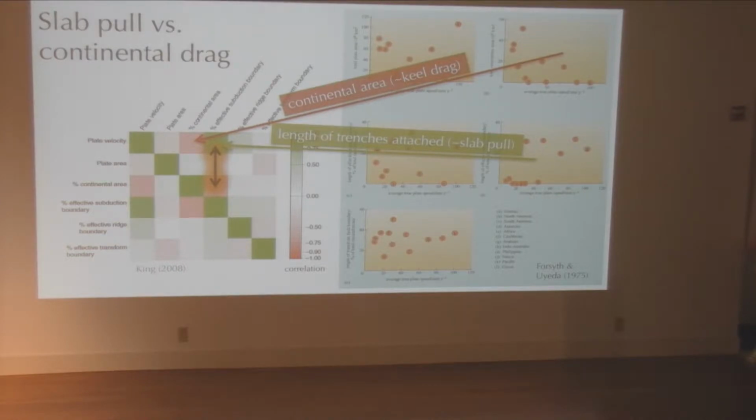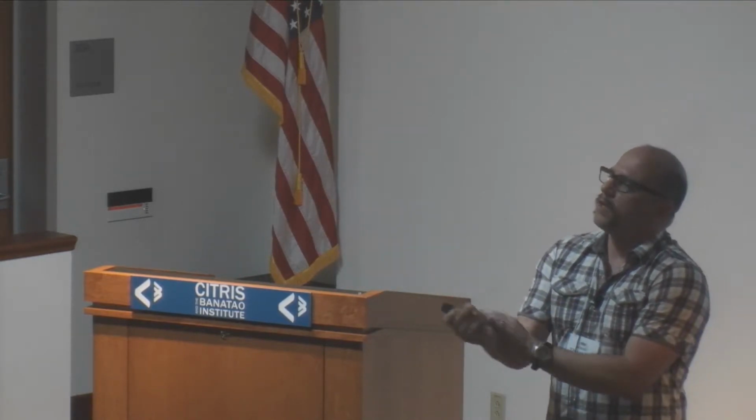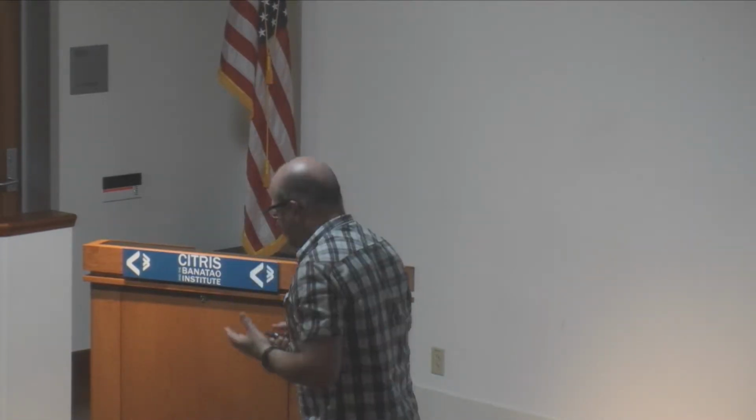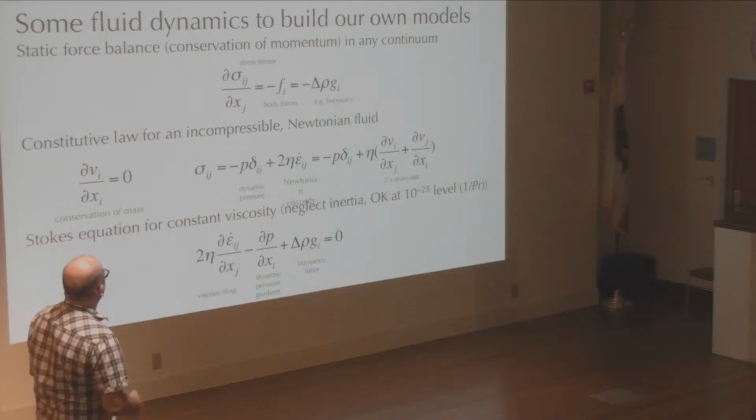Pardon me? The question is, what does it mean, effective subduction zone boundary? It's basically normalized per some total length, how much of the boundaries of the plate are attached to a slab. It's just some way, without doing any math, to figure out the importance of slab pull. Okay, thanks.